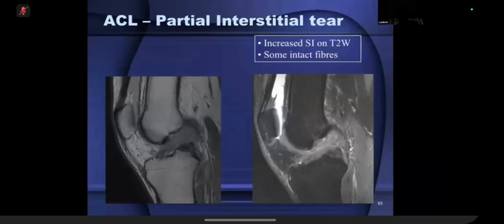You can get partial interstitial tears of the ACL, in which case you will get to see some increased signal intensity and some intact fibers, but most of the ligament is just turned into a myxomatous mush.